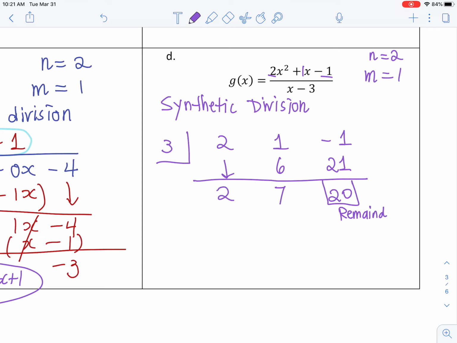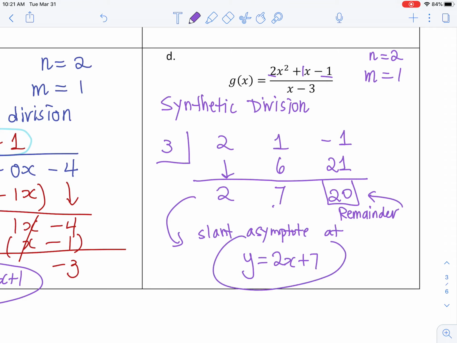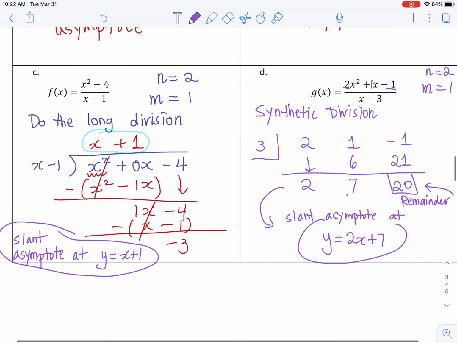Now, this is the remainder, right? So we don't really need the remainder. But if you rewrite the quotient, we have a slant asymptote at y equals, what's the equation? y equals 2x plus 7. Okay, so that's what you can do. You can do the synthetic division if you want.